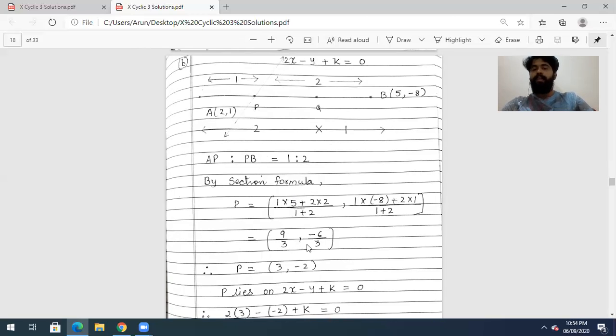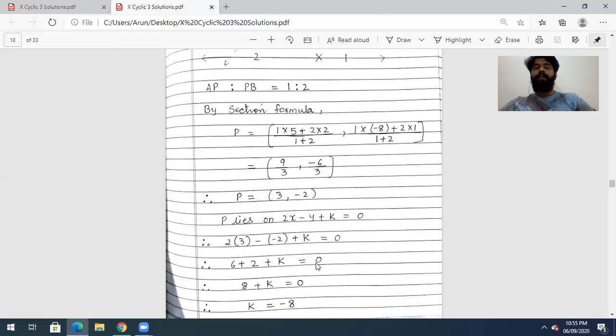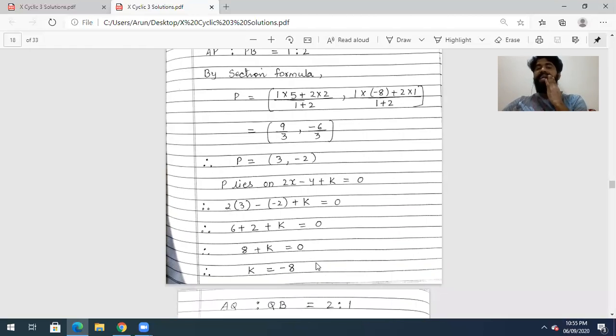We have 9 by 3 comma minus 6 by 3, which is 3 comma minus 2. Since it is given that P lies on 2x minus y plus k is equal to 0, we will substitute 3 in place of x and minus 2 in place of y. So we have 2 into 3 minus minus 2 plus k is equal to 0. So 6 plus 2 plus k equals 0. 8 plus k is equal to 0. Therefore, k is equal to minus 8.